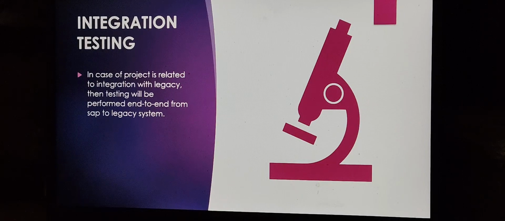And after transferring the data into the legacy system, they'll validate whether the data has come correctly or not. While transferring the data, if they find any bug or error, the teams from legacy and SAP system will be looking into the issue. So in this way, end-to-end testing will be done from legacy to the SAP system, or SAP to the legacy system. This type of testing is called integration testing.